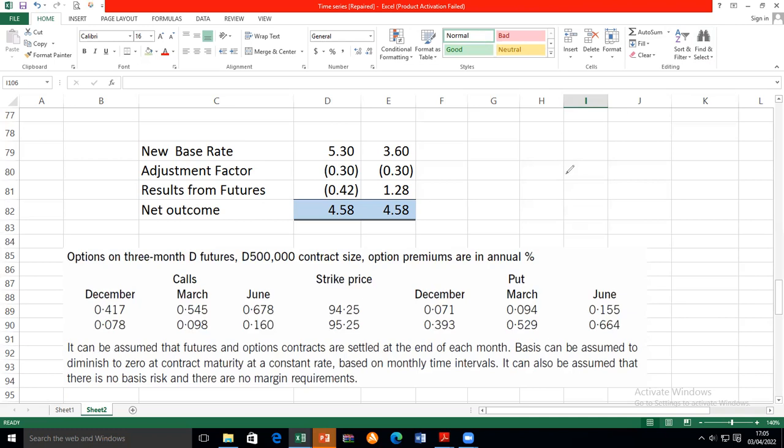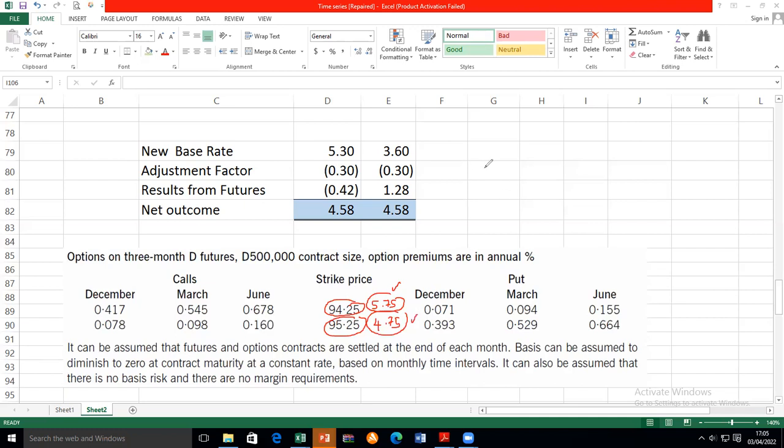So the 2 exercise rates have come from here. This one is 100 minus 94.25. That's your 5.75. And that's 4.275. So there are 2 exercise rates. So you can invest at this or you can invest at 4.75. So these are the 2 exercise rates. So this option is giving you that option and that one.